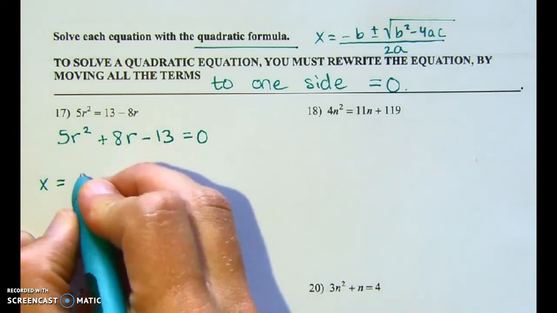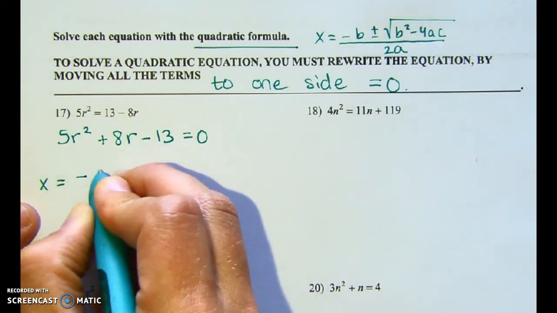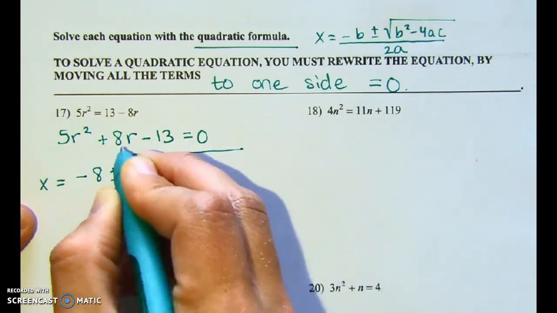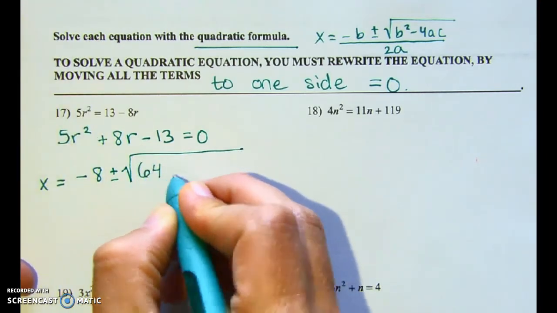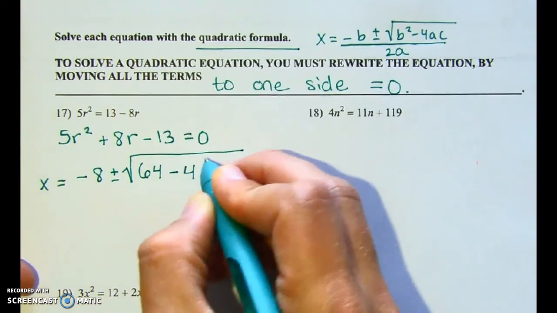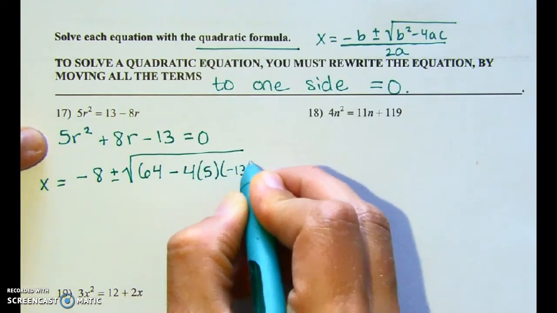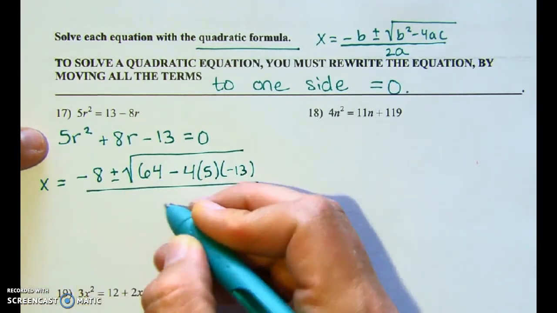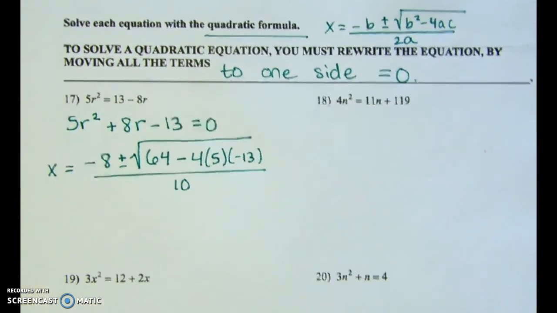You ready? Like this. X is equal to negative B plus or minus the square root of B squared. What's 8 squared? 64. Minus 4, now I do this, A times C, I do write that out. All over 2A, 2 times A. So what's 2 times 5? 10. See that? We just saved a couple steps.